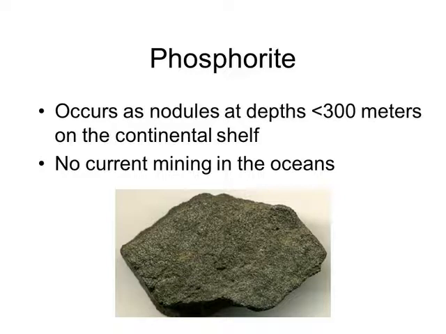Next, we have phosphorite. Typically, these are found in nodules, much like the manganese nodules. They generally occur in shallow depths, less than 300 meters, and they are on the continental shelf. They are not currently mined for, but if they were mined for, they could be used for fertilizer.